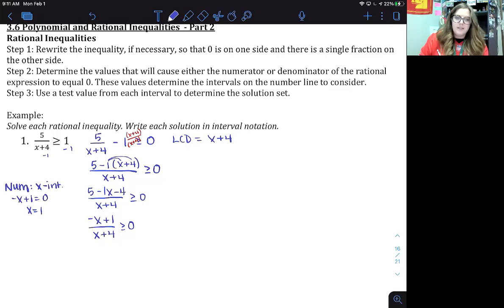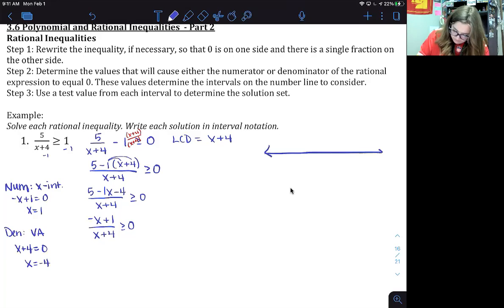So we're going to add x to the other side. And then our denominator tells us our vertical asymptotes. So x plus 4 equals 0. So x equals negative 4. Okay. So I'm going to go ahead and sketch our number line over here on the right. Negative 4 and 1.